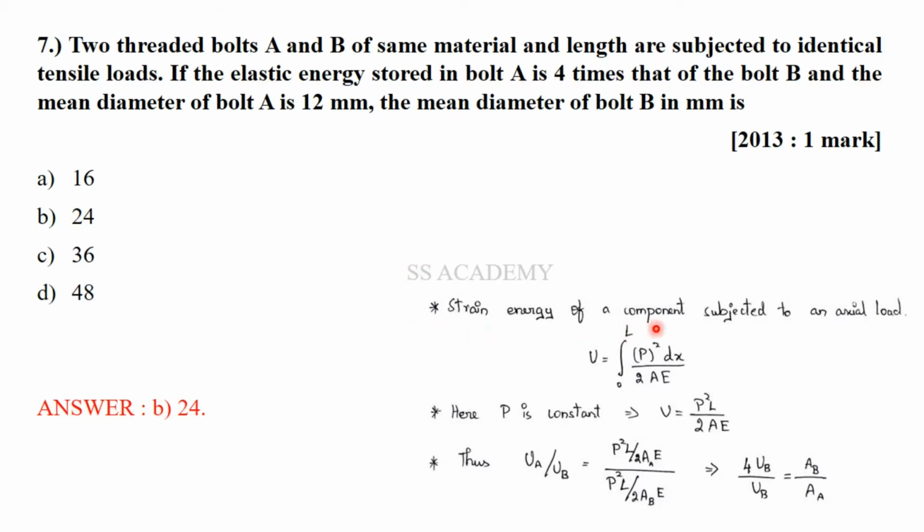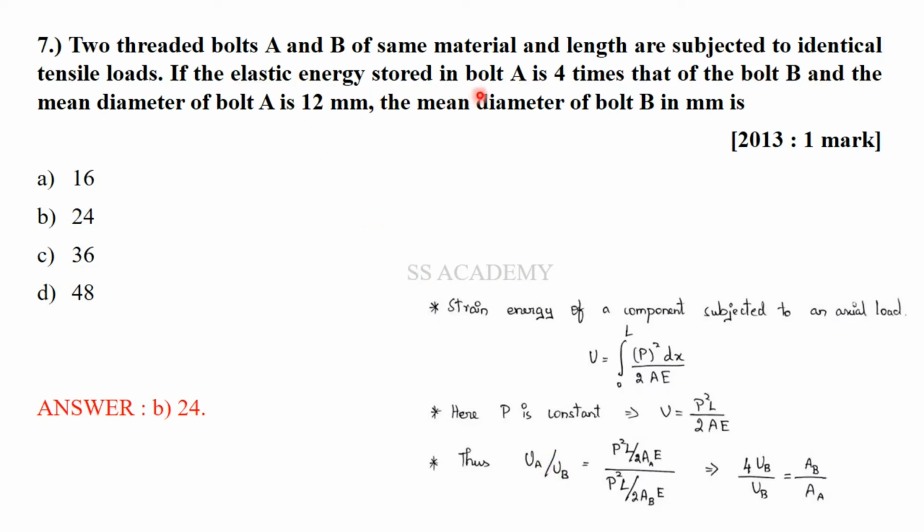We must know the strain energy of a component subject to an axial load. Similar to torsional load, here instead of T we are using P, so P squared dx divided by, instead of GJ, axial rigidity AE. There we have used torsional rigidity GJ. Here we are using axial rigidity AE since it is an axial load. So strain energy of a component subjected to an axial load is given as U equal to integral 0 to L P squared dx divided by 2AE. P is the axial load acting. Here P is constant, so you will be getting P squared L by 2AE. Remember this formula.